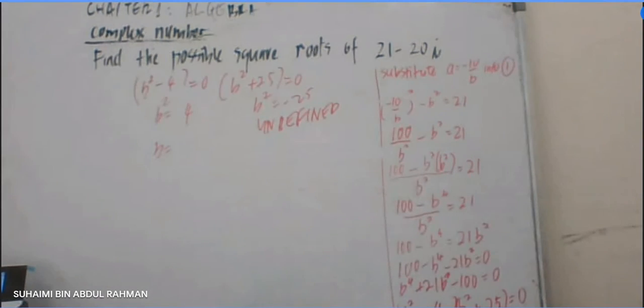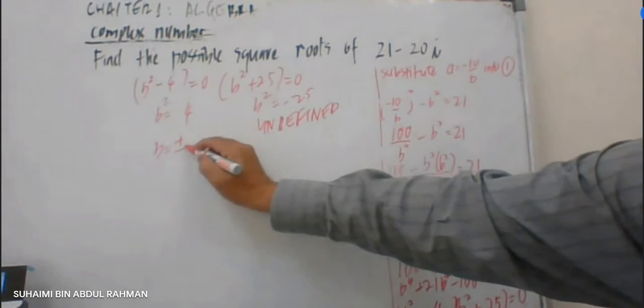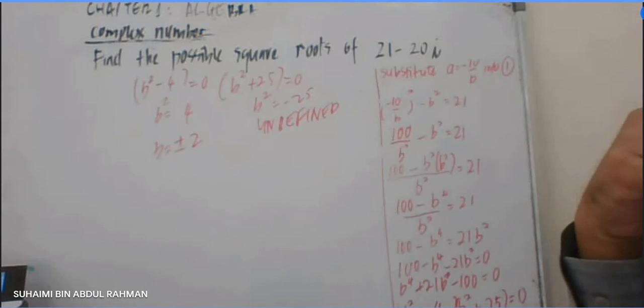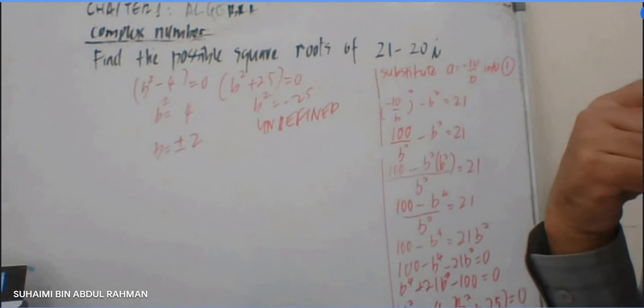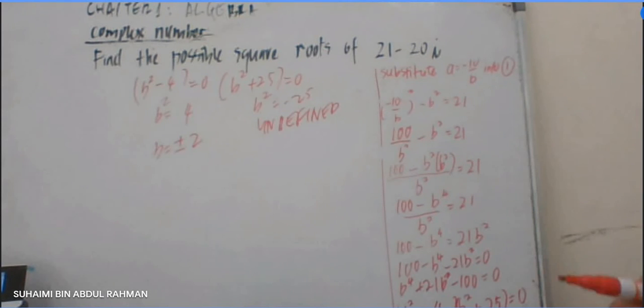B is what? B is 2. Not just 2. How to get 2? Plus minus. Remember that we always have plus minus 2. So B is plus minus 2. Two values of B, so definitely we're going to have two values of A.